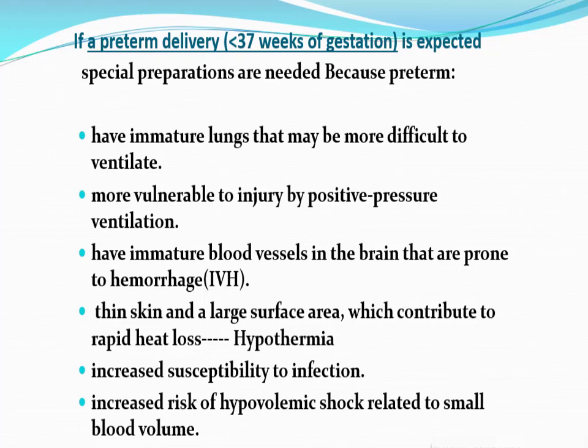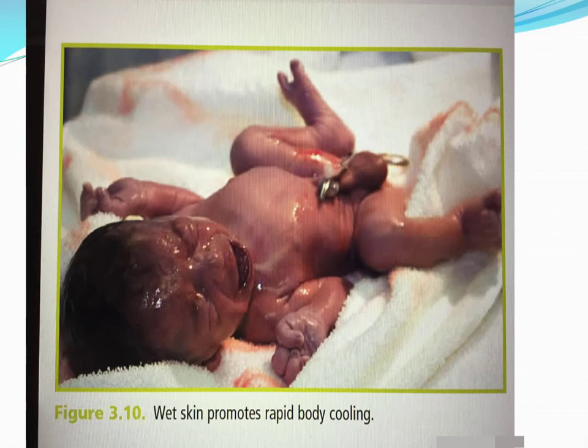In preterm babies, special preparation is expected because they have special risk factors. They have immature lungs that may be more difficult to ventilate. They are more vulnerable to injury by positive pressure ventilation. They have immature blood vessels in the brain that are prone to IVH. They have thin skin and a large surface area which contribute to hypothermia. They have increased susceptibility to infection and an increased risk of hypovolemic shock related to small blood volume. And this is a preterm baby who is wet, and this can produce hypothermia unless we take appropriate measures to prevent hypothermia.